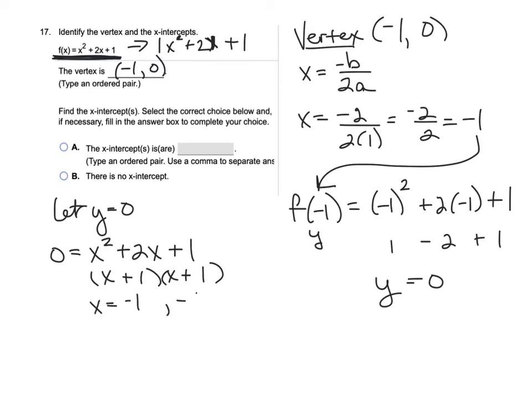Negative 1. We get negative 1 twice, so you really only have one x-intercept. Okay? So the x-intercept is, or are, since there's only one, negative 1, 0. But you very well could get two different ones there. This just happened to factor into the same factors.